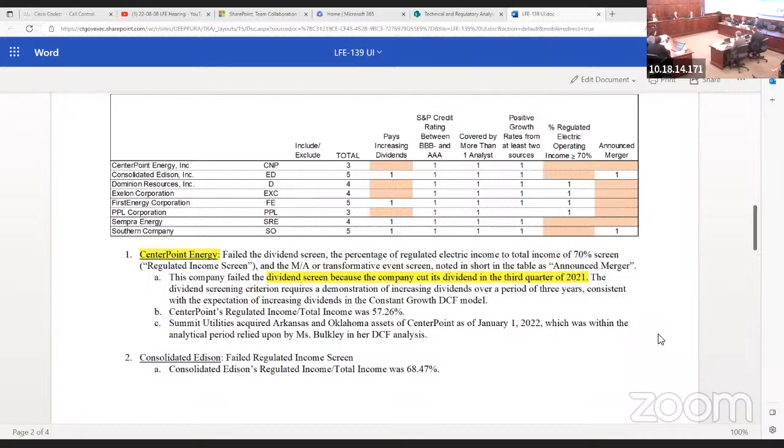Now, can we take a look at the companies provided in late file 145? Sure.